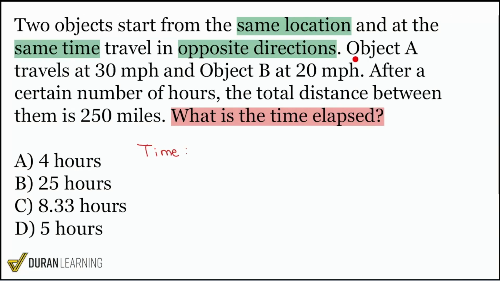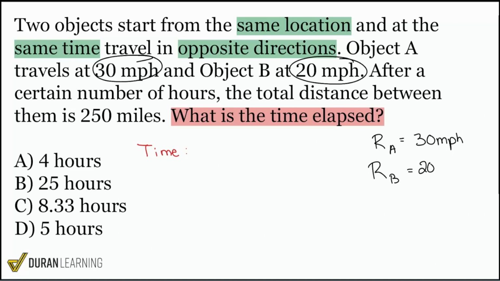Here we are. Object A travels at 30 miles an hour. Let me write that down. The rate for object A says 30 miles an hour. The rate for object B is listed at 20. And everybody, what did we say? When we have both of the rates, if we wanted to, we could do what to describe how they're moving together? Correct, we can add.